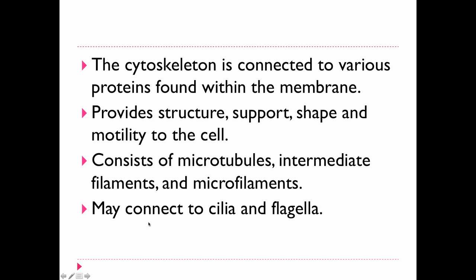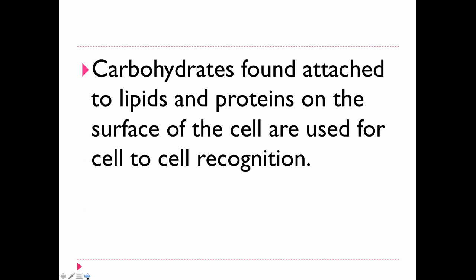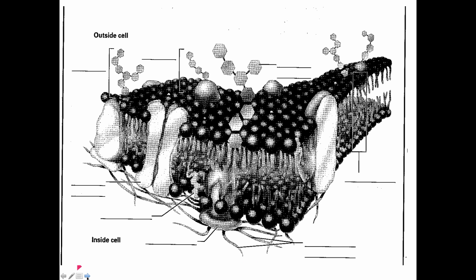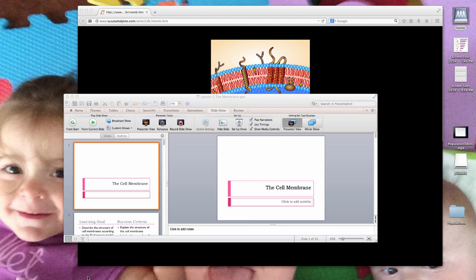The cytoskeleton is connected to the proteins in the cell membrane. Its job is to support and anchor the cell, as well as providing shape and motility. It's made of microtubules, intermediate filaments, and microfilaments that are made of proteins like actin and myosin. And it can connect to cilia and flagella. We talked about the role of carbohydrates. This is the very blurry model that you're going to get in class. So this is where we'll pick up tomorrow.